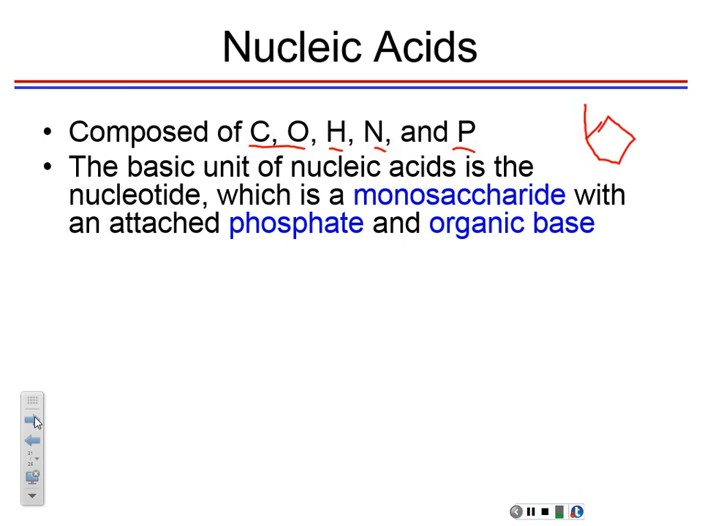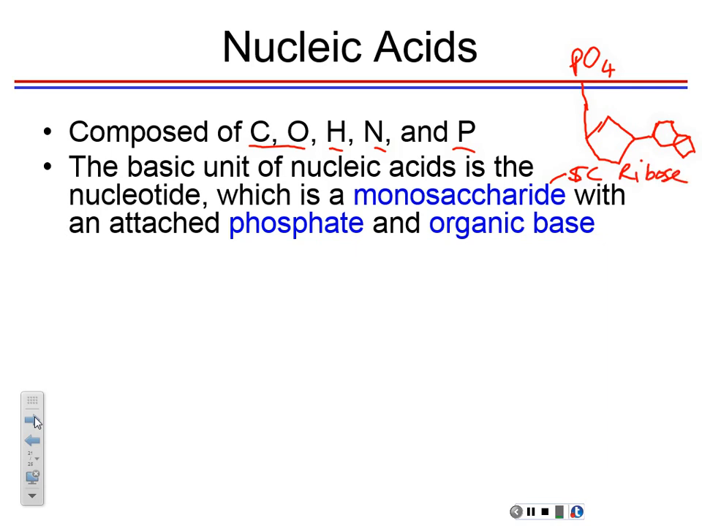And also you have a phosphate, and then you also have a base. And a base could be a 2-ring or 1-ring base. And we'll talk about that in a moment. All right. So you have those 3 things: the monosaccharide, which is in this case a ribose, a 5-carbon sugar.